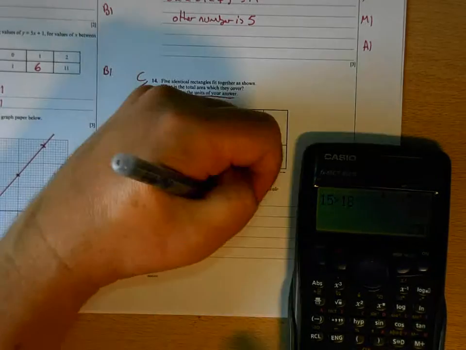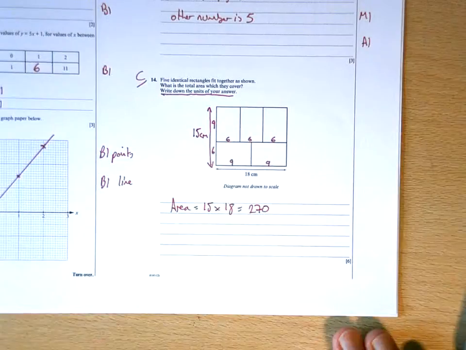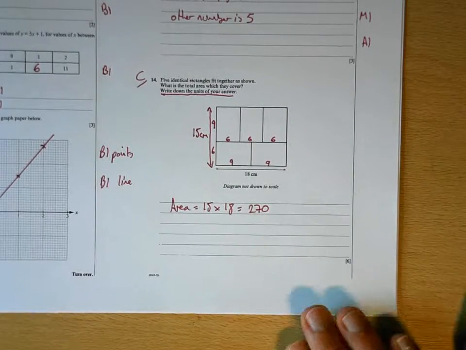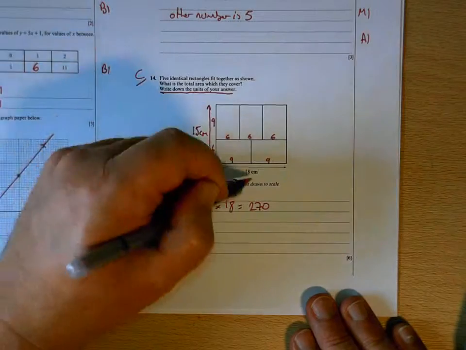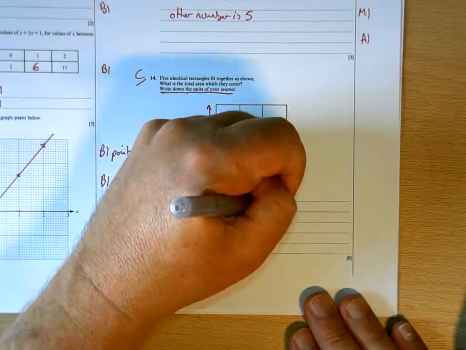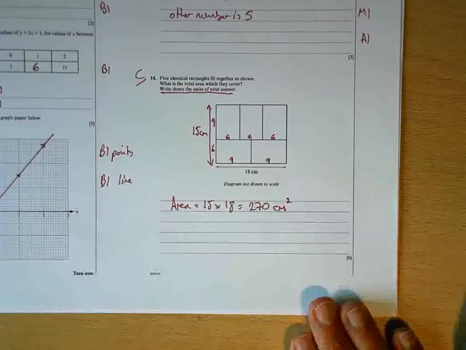which is 270. And as I mentioned at the start of the question, you have to write down the units. If the lengths are in centimeters, the units of the area would be centimeters squared.